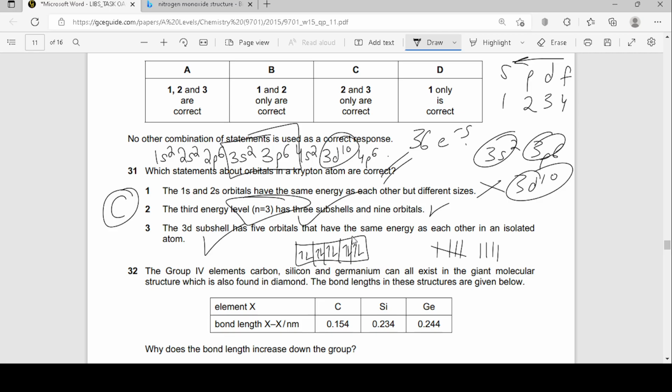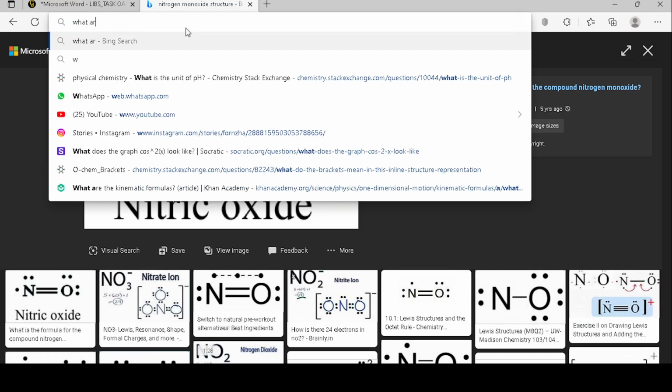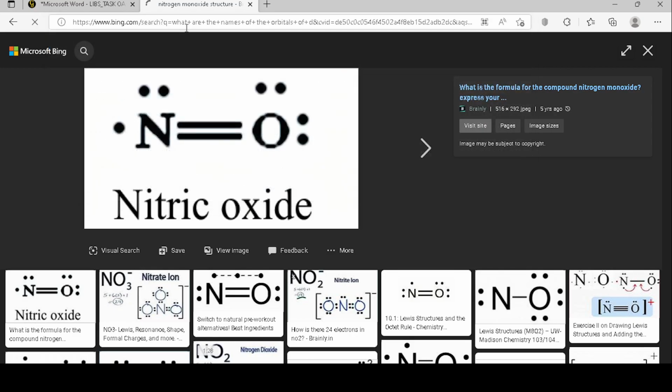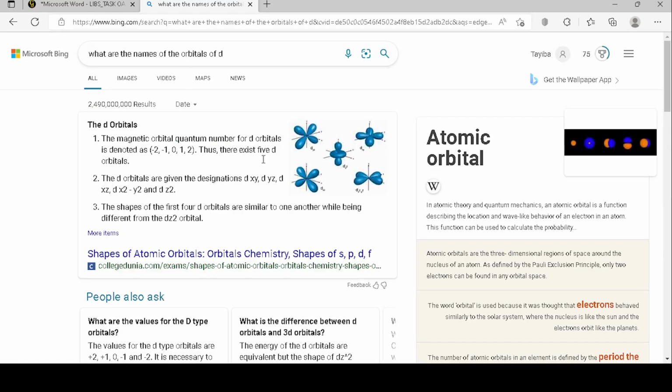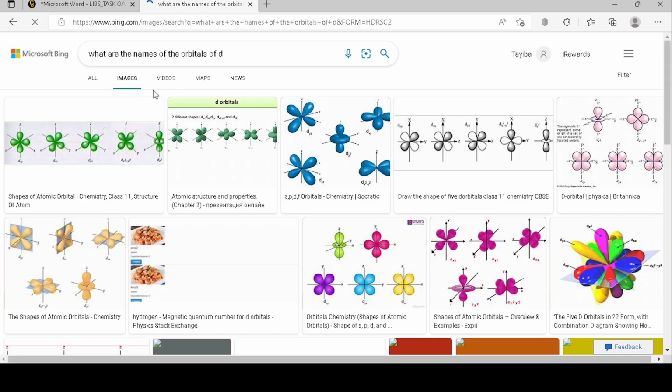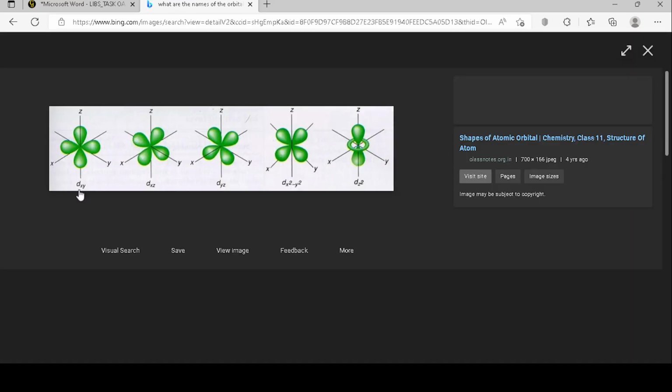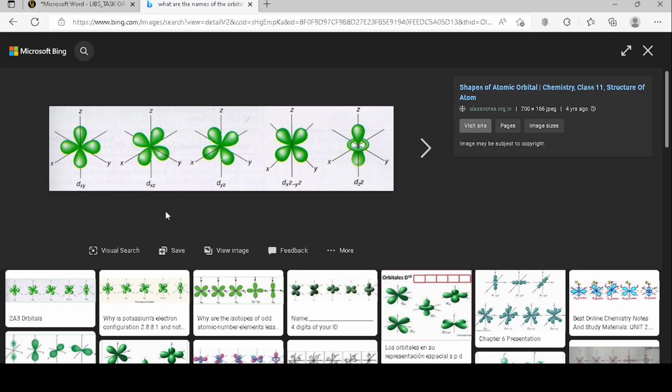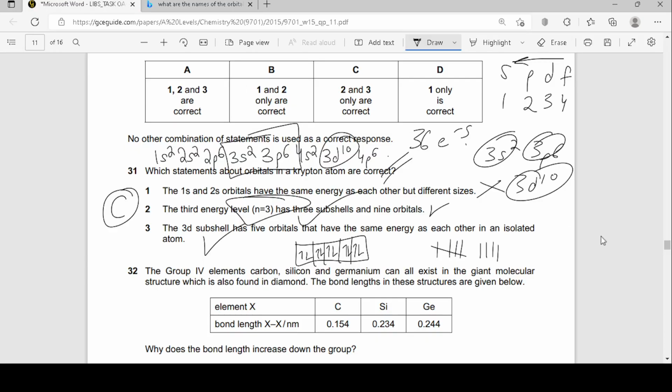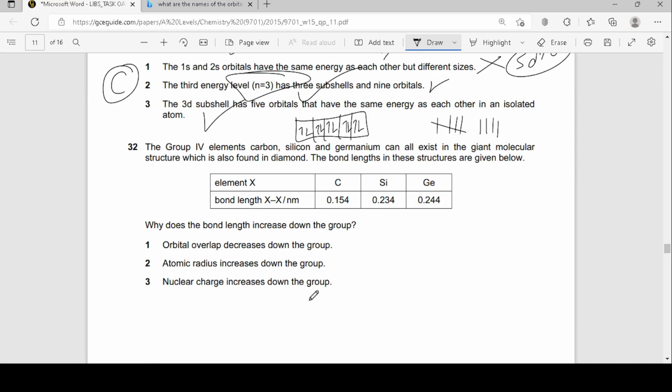I don't know, man, but you get the point. 5. Even though you don't need this for AS level, what are the names of the orbitals? So it is dxy, dxz, dyz, dx squared minus y squared, and dz squared. Alright, cool. Now the next question, which is question number 32.